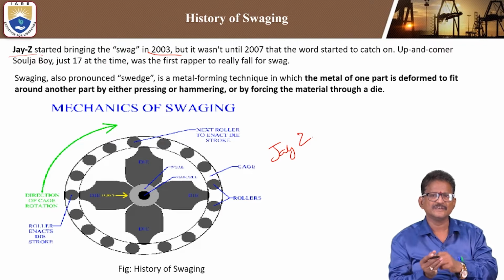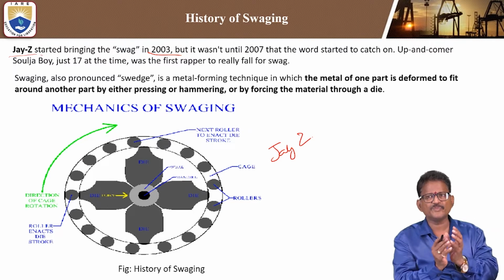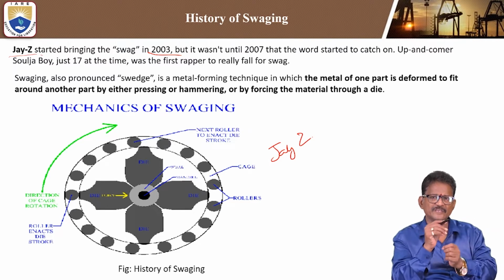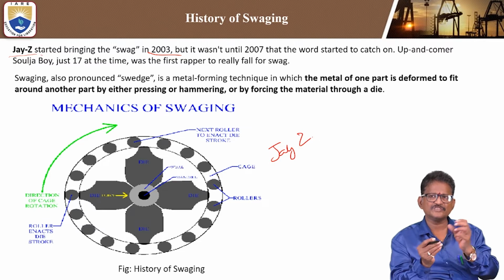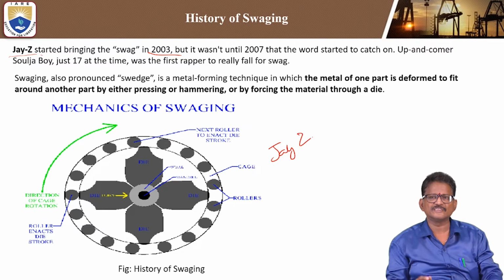The rotation can be obtained, and the rollers will be fixed together to have a uniform shape and size. And this swaging is mainly a metal forming technique where almost any component can be transformed by hammering and pressing and forcing the material through a small opening called the die only.